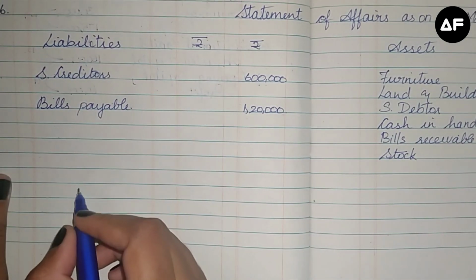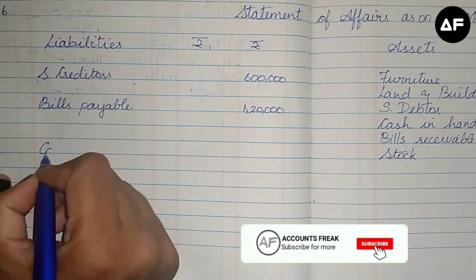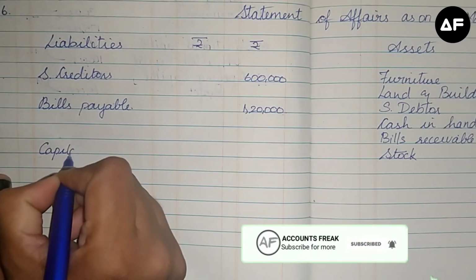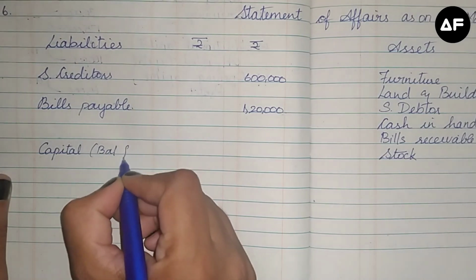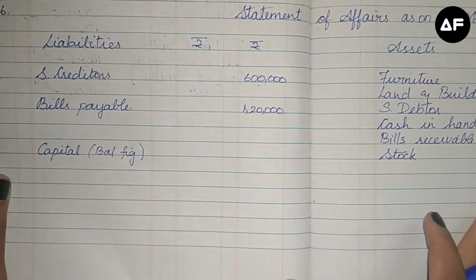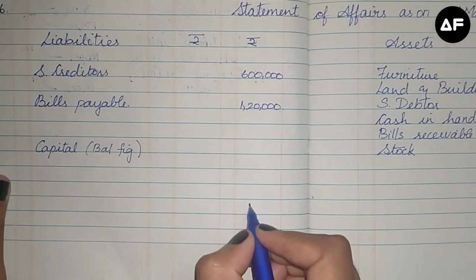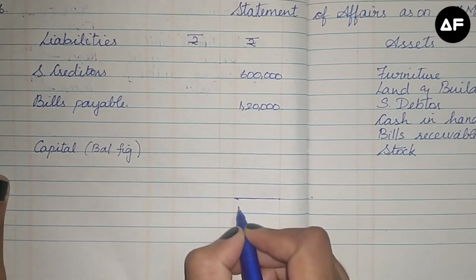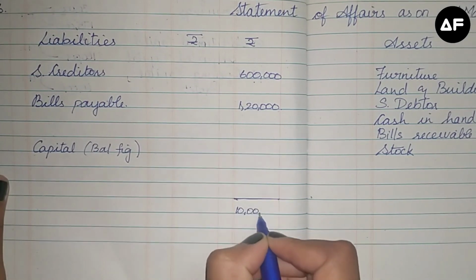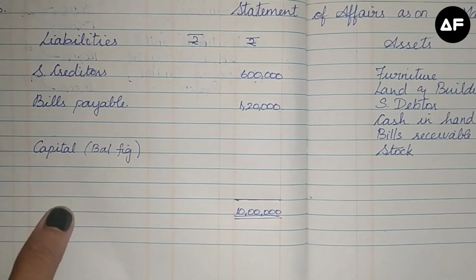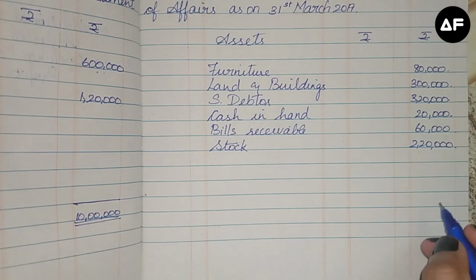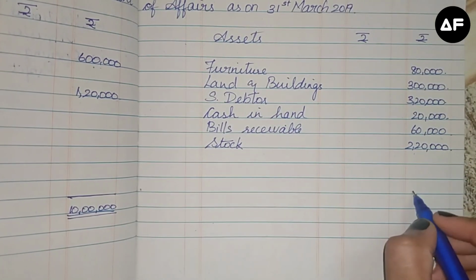So according to this sum, our balancing figure is nothing but capital. Capital is going to be our balancing figure. So write the total of the greatest side on both sides, that is 10 lakhs, the asset side total. I write that on the asset side also in the same line.